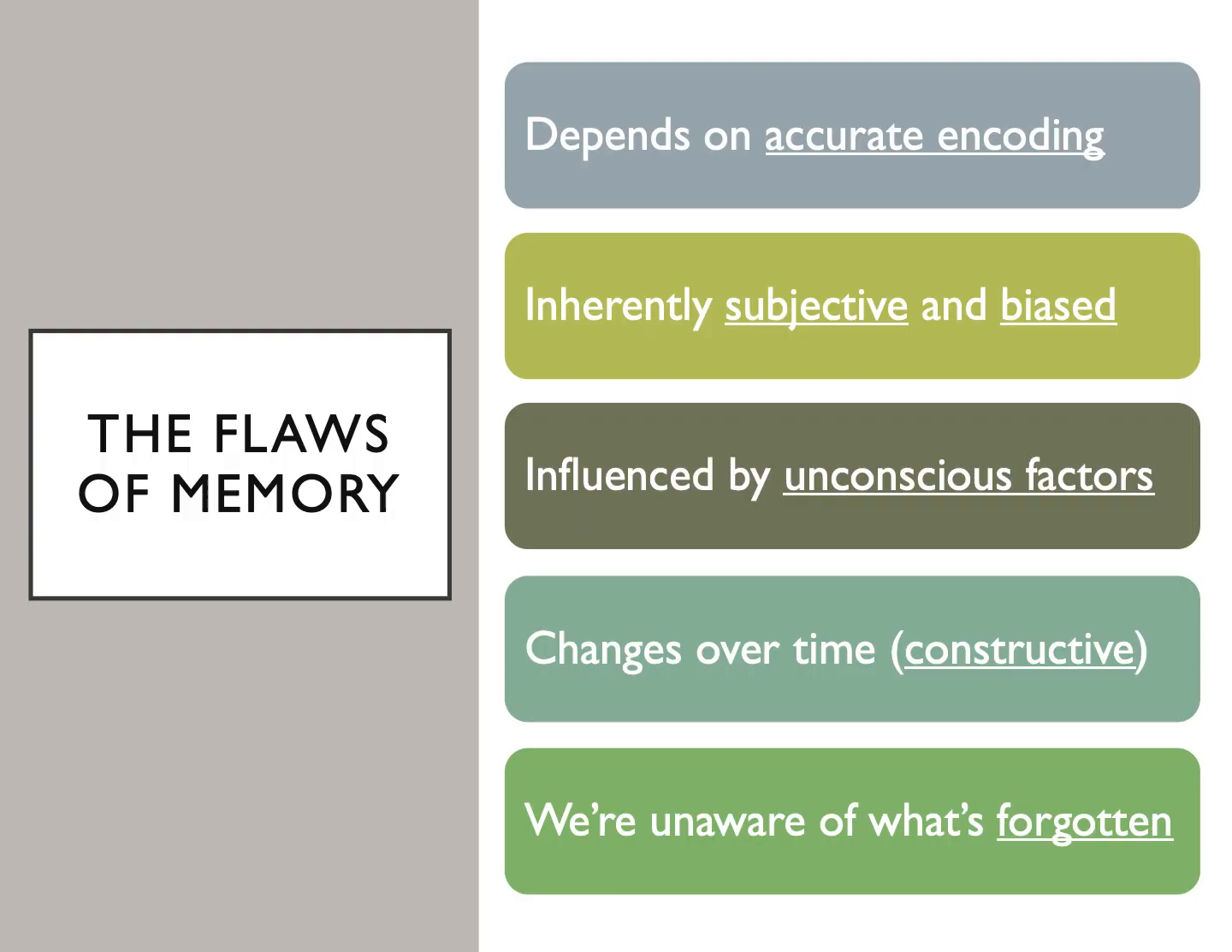Let's start by looking at an overview of the flaws of memory. So the flaws in memory result from a variety of contributing factors. One of these factors is how accurately the information was encoded in the first place. Encoding depends on what we pay attention to and how we interpret and experience those events.